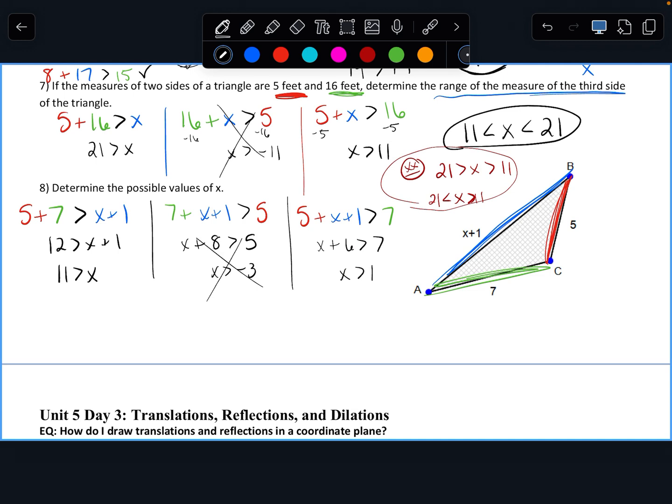So X has to be greater than 1, less than 11. So you write it, the smaller one is less than X, which is less than 11. That's how you write it. And then that's it.